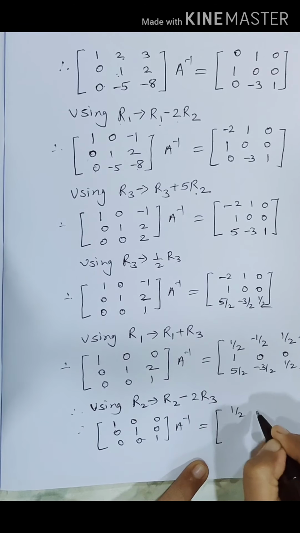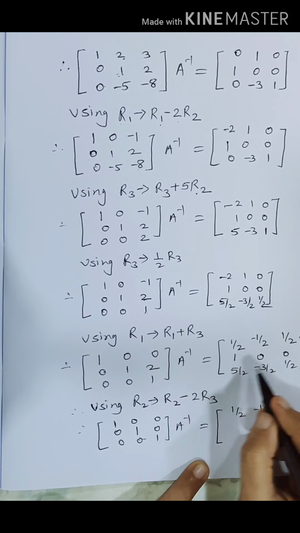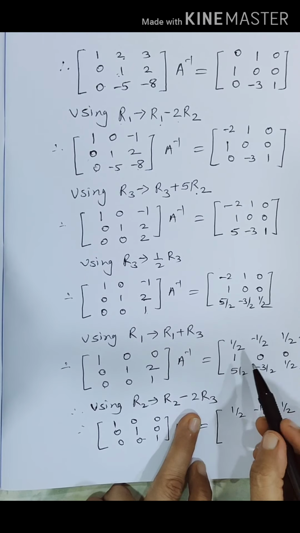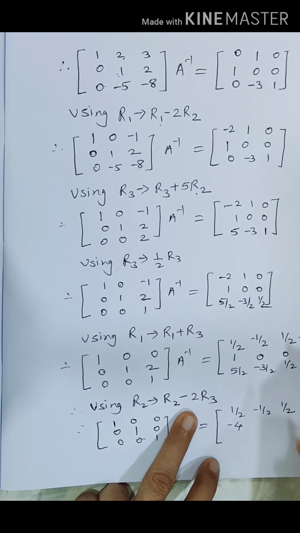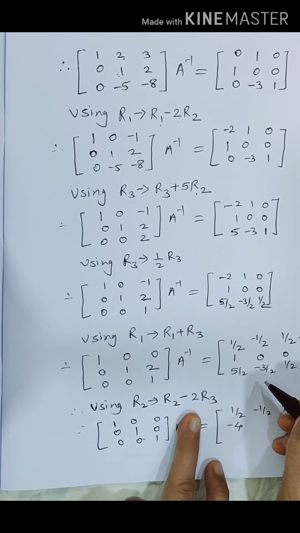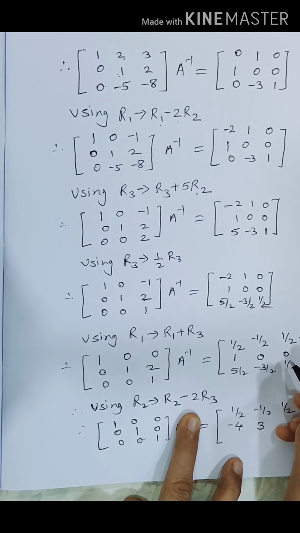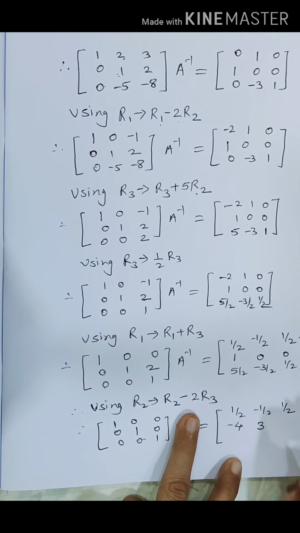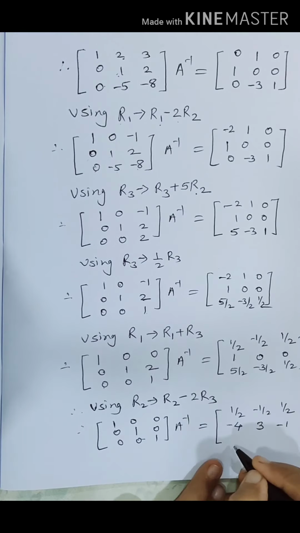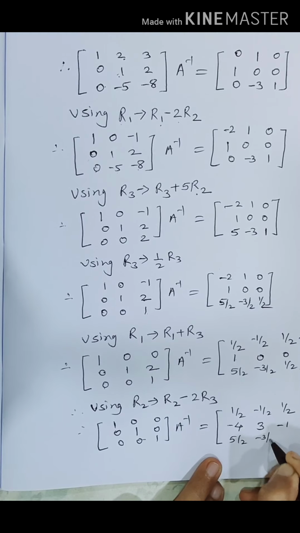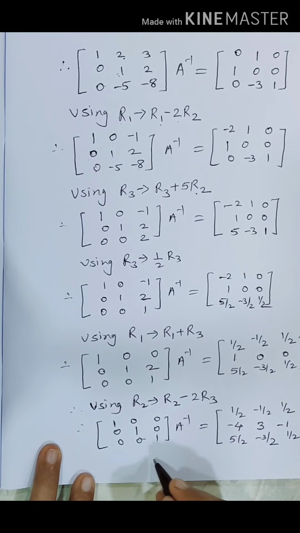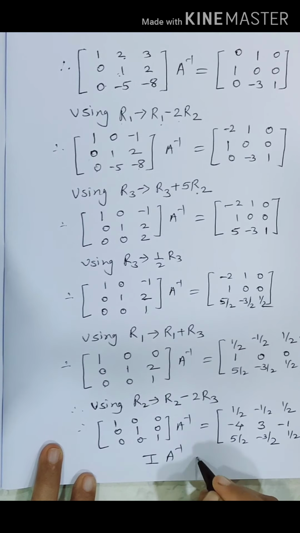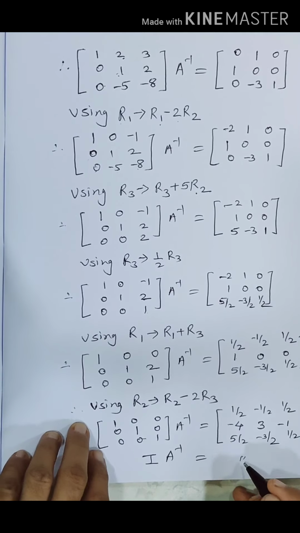What we get is R2 changes. So R1 will remain as it is. R2 minus 2 R3. That means 1 minus 5, so this will be minus 4. 0 plus 3, that is 3. And 0 minus 2 times half, that means it will be minus 1 here. 5 by 2, minus 3 by 2 and half. So left side we got I. This is nothing but I into A inverse is equal to this matrix.